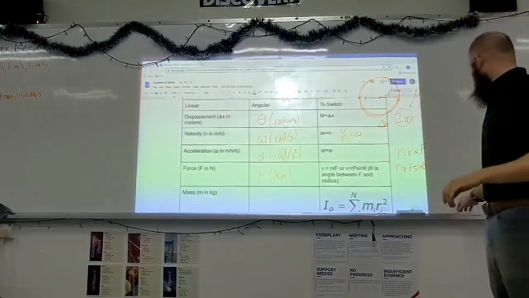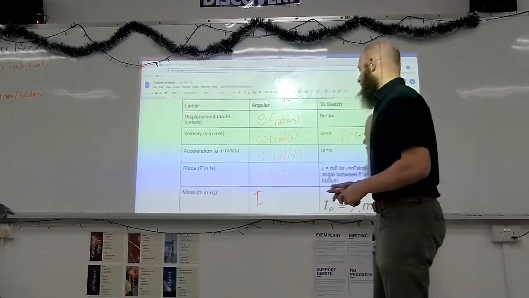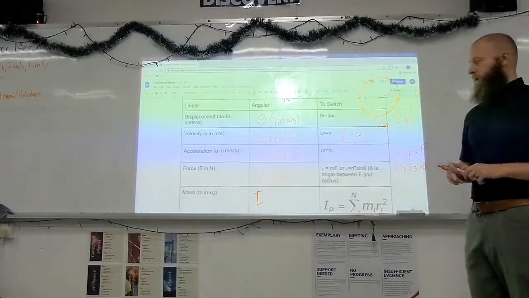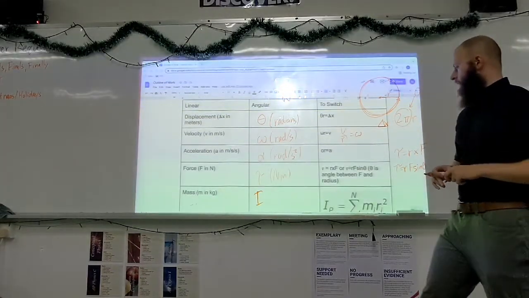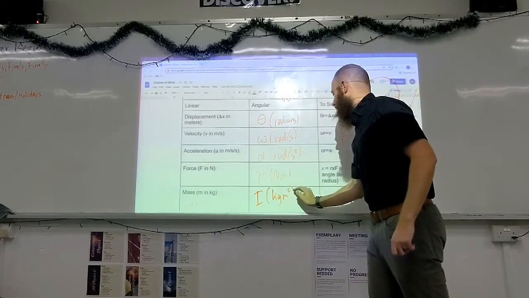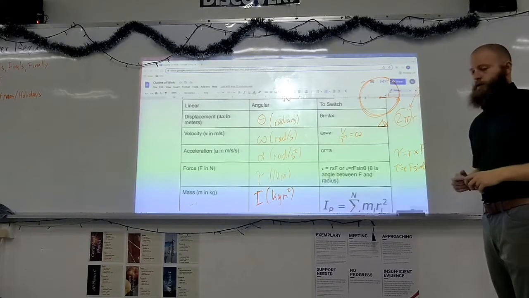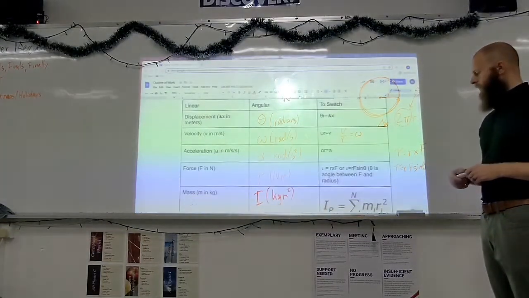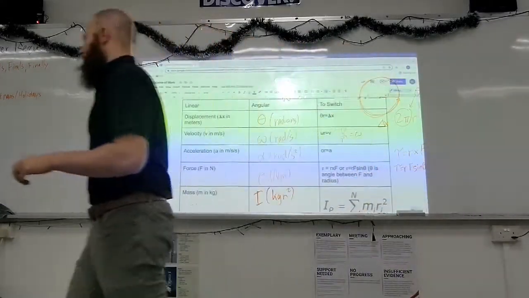So we use I to stand for the angular mass. The actual term is the moment of inertia, and the units are kg meters squared. And the formula is right here. I'll scroll down for a second.